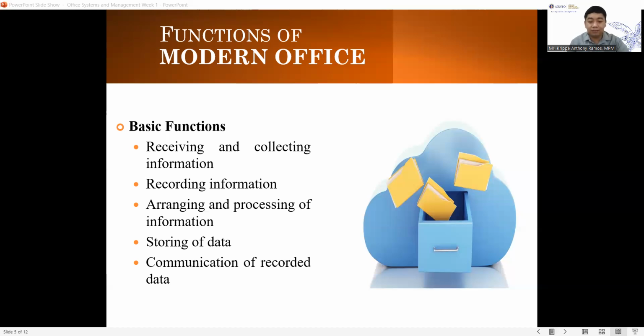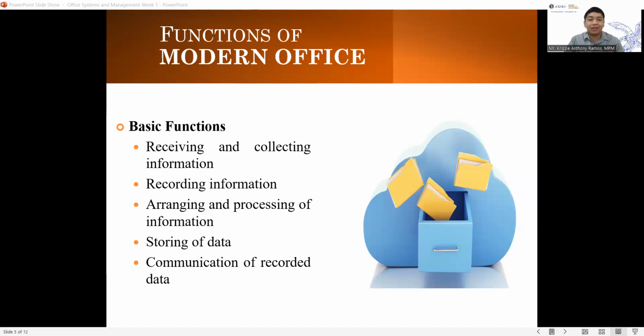Third will be arranging and processing of information. Guys, all the information received cannot be used as it is. Hindi lang yan pinafill up mo yung isang kliyente, tapos na, hindi po. Because this information, okay?